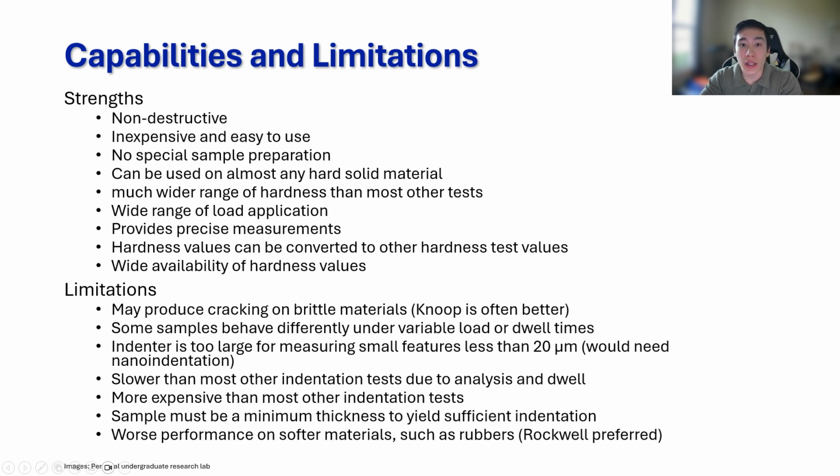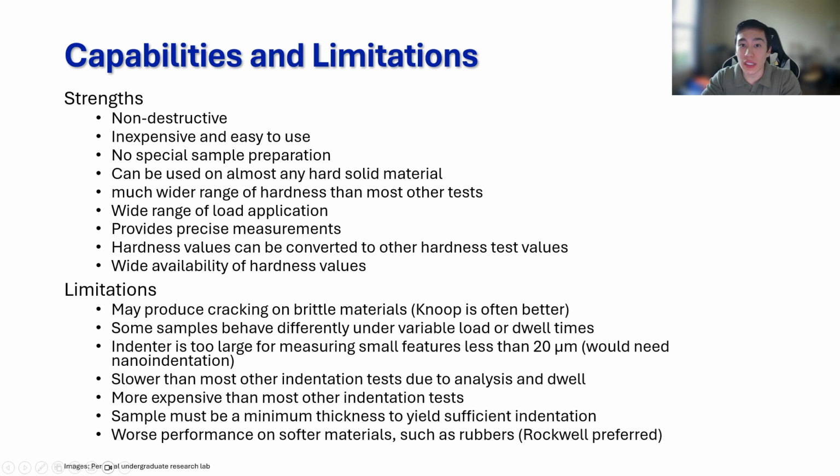The indenter requiring 20 microns makes it too large to measure features smaller than that footprint, requiring a nanoindenter instead. Measurements and dwell times make it slower than methods like Rockwell that only measure loads and displacement. And the computation and tip often make it more expensive than these other methods as well. Samples must also be thick enough, or else the stage may begin to influence the results of the test, similar to how an overly rough surface may affect the value as well.